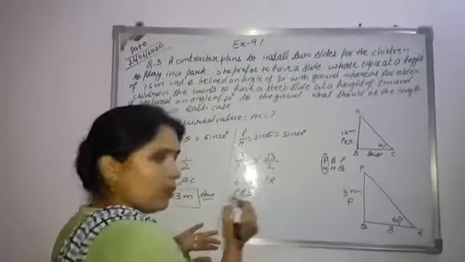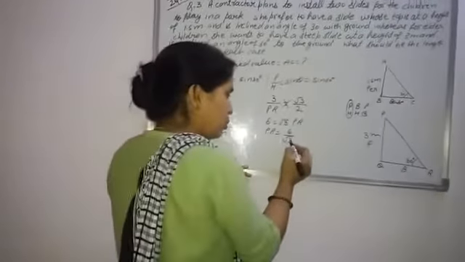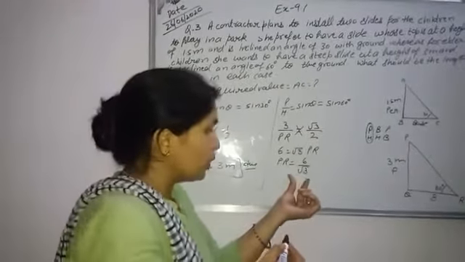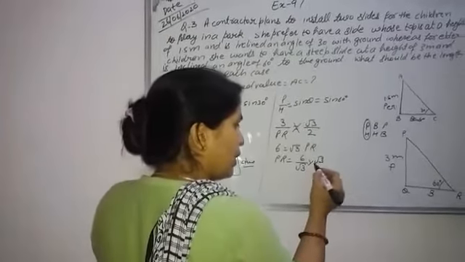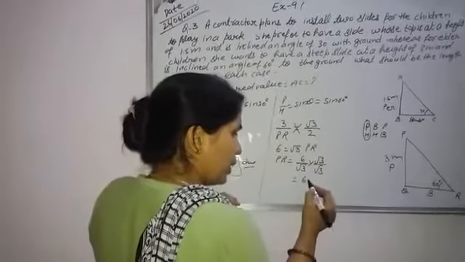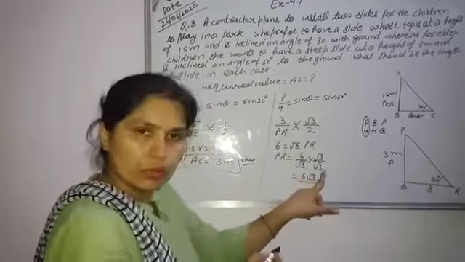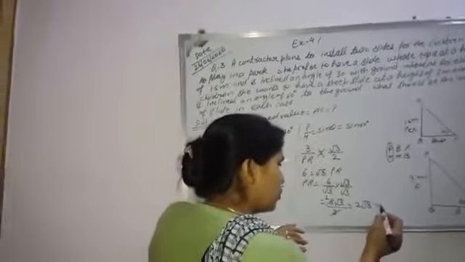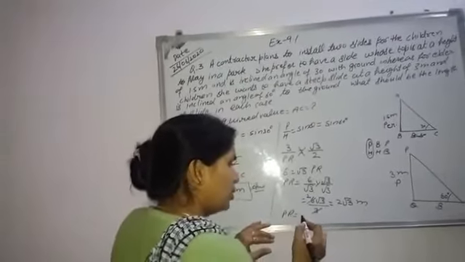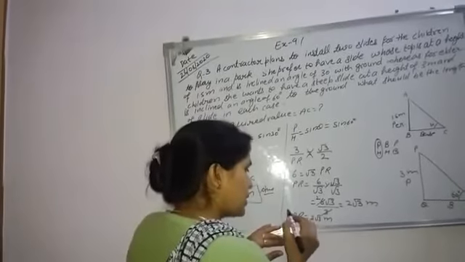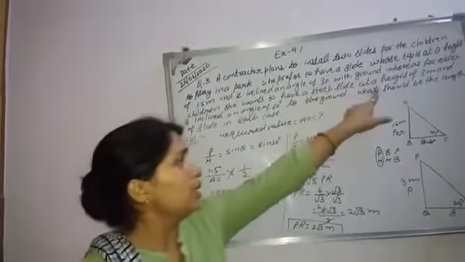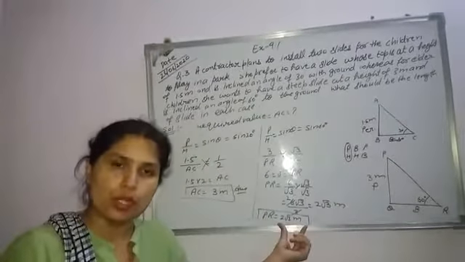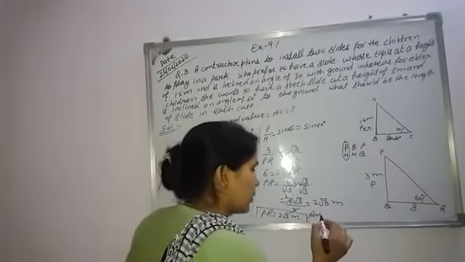And what is the value of PR? PR is 6 divided by root 3. After simplification, because we always try to remove the square root term from the denominator, multiply and divide by root 3. Then we obtain 6 times root 3, and root 3 times root 3 is 3. 3 twos are 6. So 2 times root 3 meters is the length of the slide in the second case. It means for elder children, the length of the slide is 2 times root 3. So this is the answer in the second case.